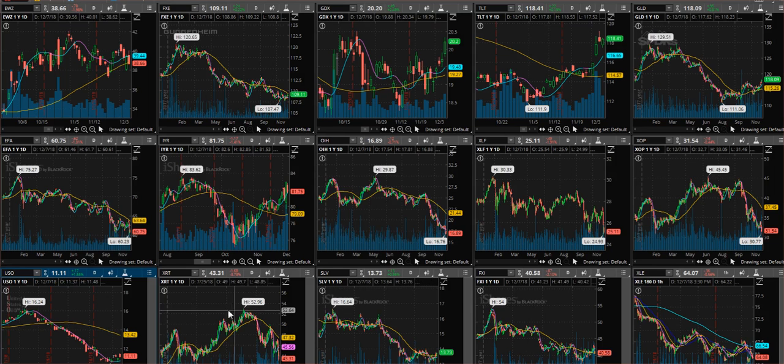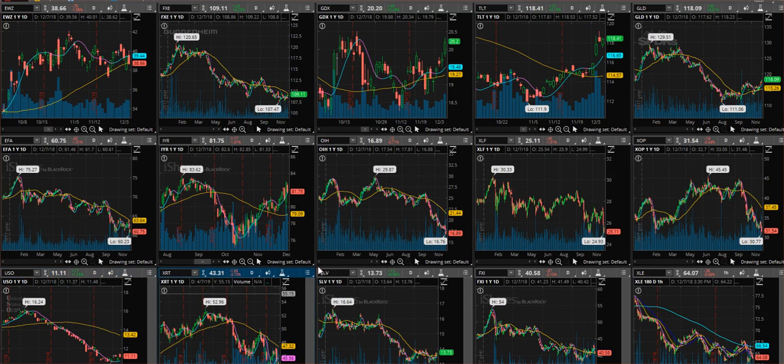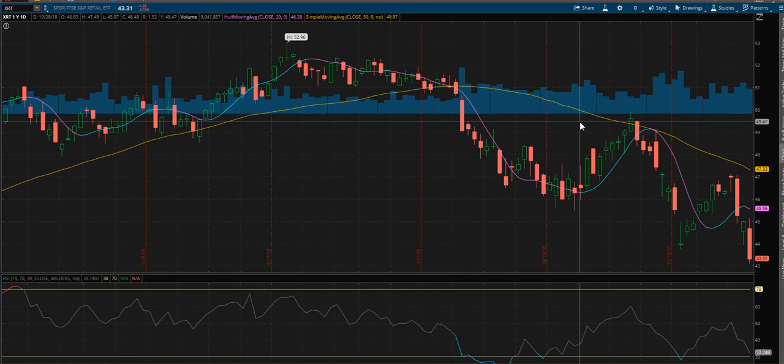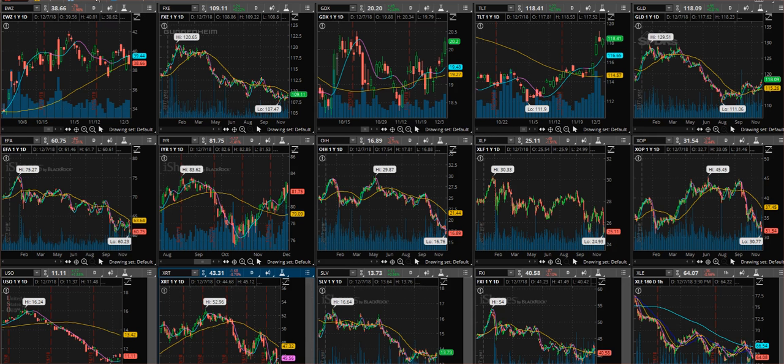All right. Other than that, though, we have XRT, which has been in a pretty significant downtrend recently. Certainly worth noting here that XRT has again not been particularly healthy, and we see major resistance here with this simple moving average on the 50. Other than that, I am really, again, bearish on this market, and I think that's going to be particularly relevant as we move into the new year.